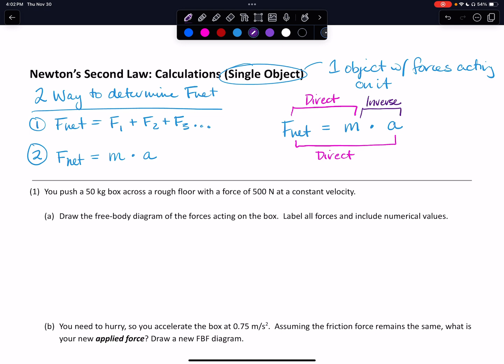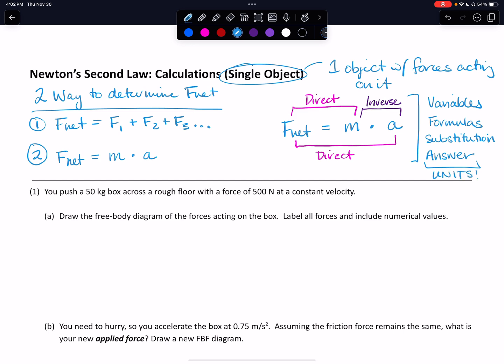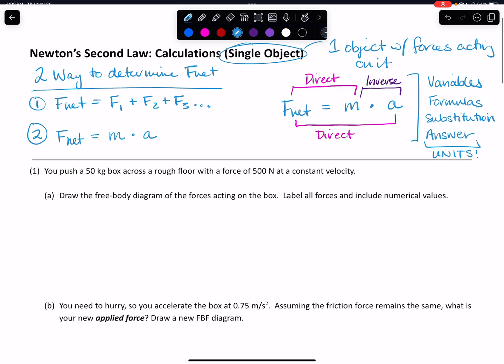Now, as we start to work these problems, I want to remind you about listing your variables, your formulas, substituting in, and then solving for your answer. And as always, units are important. So let's look at some problems.